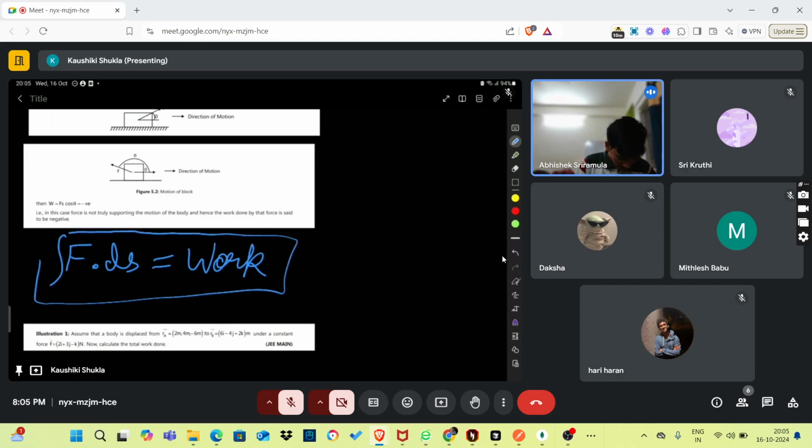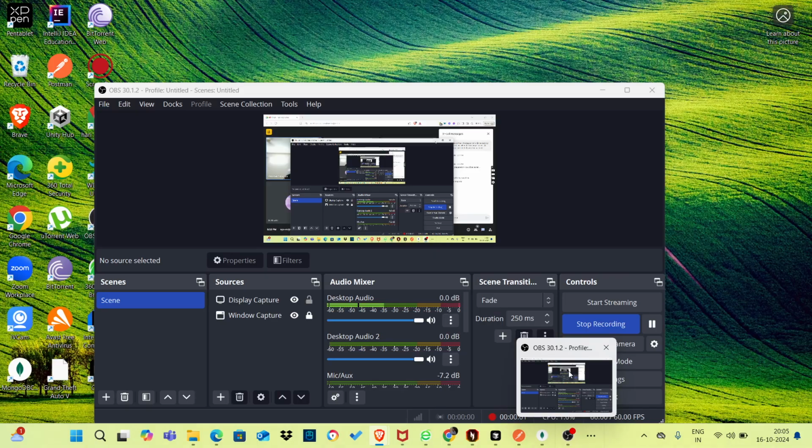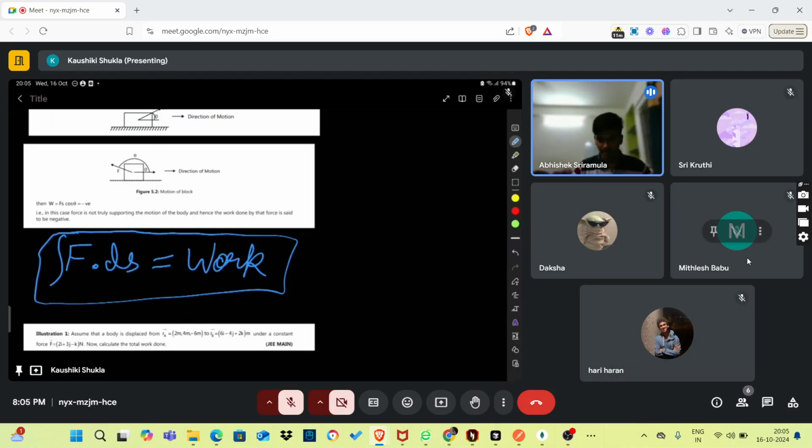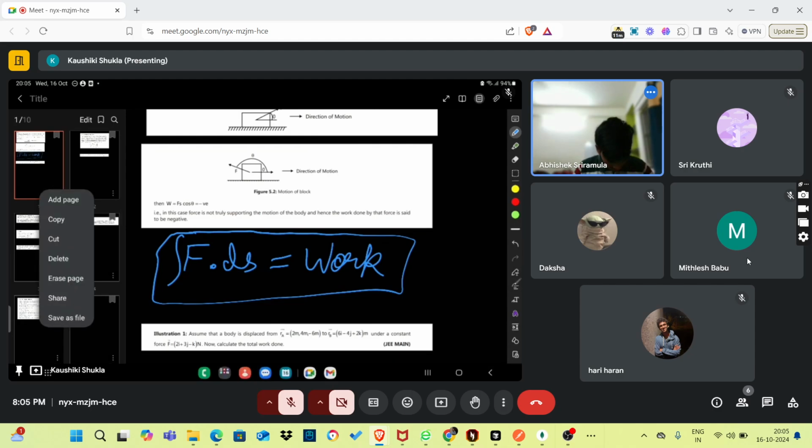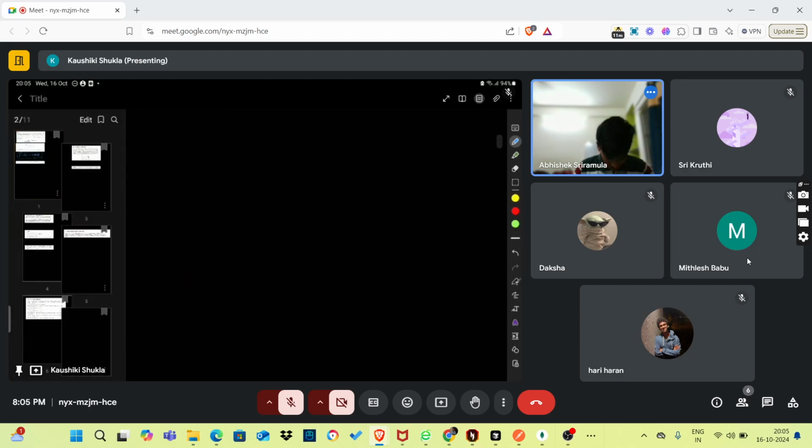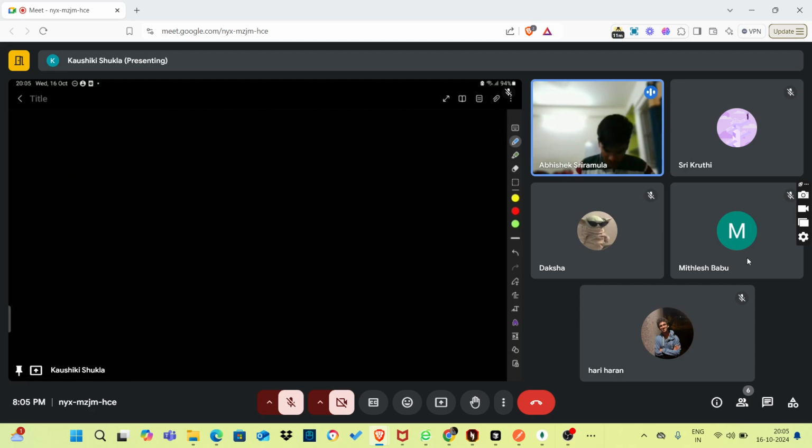Any foundation or derivation for any of the energy equations, be it kinetic energy, potential energy, or any other form of energy, comes from this formula only in mechanics. Let us have a small interaction about work. Work is, like I said, the integral of F dot ds. This F dot ds is so important.